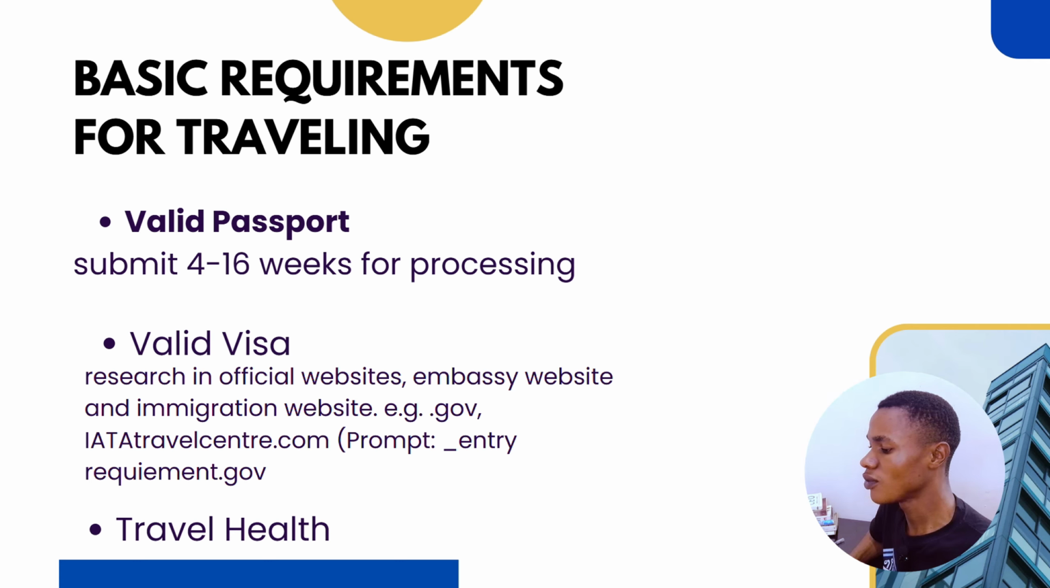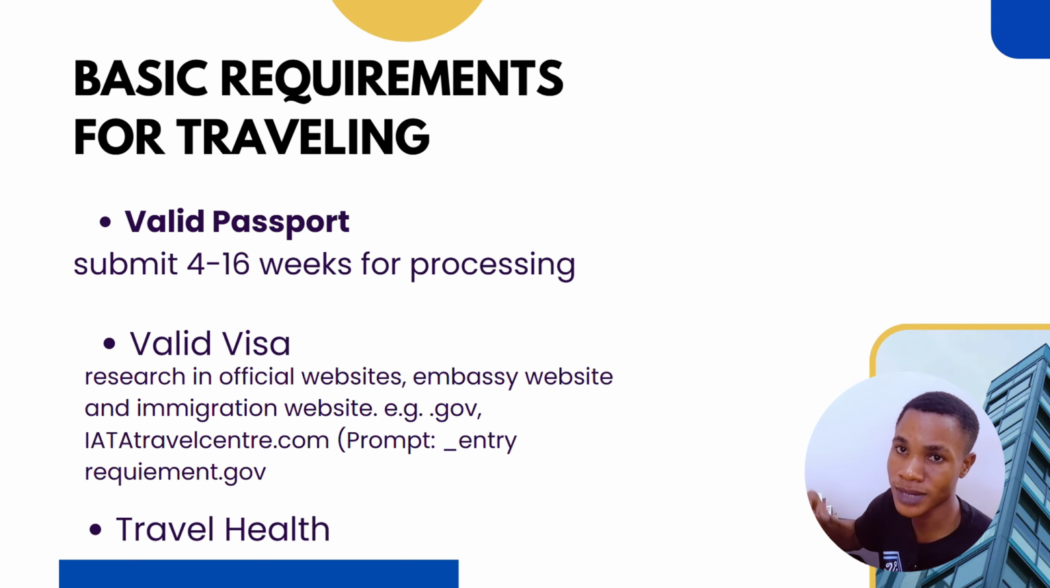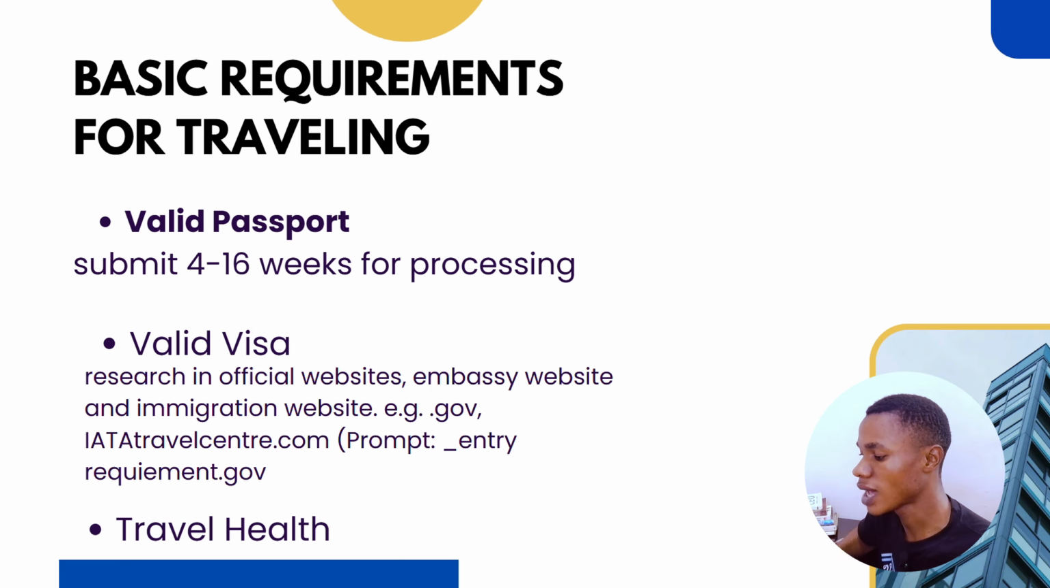And of course, when you are getting a visa, you can research official websites to get the requirements to apply for a visa. If he doesn't have one, you can research an official website or embassy website or an immigration website. Example, any website that ends with .gov. And then of course, you can check at AIT Travel Center to get the requirements to prepare his visa. And of course, his health condition is also very important.